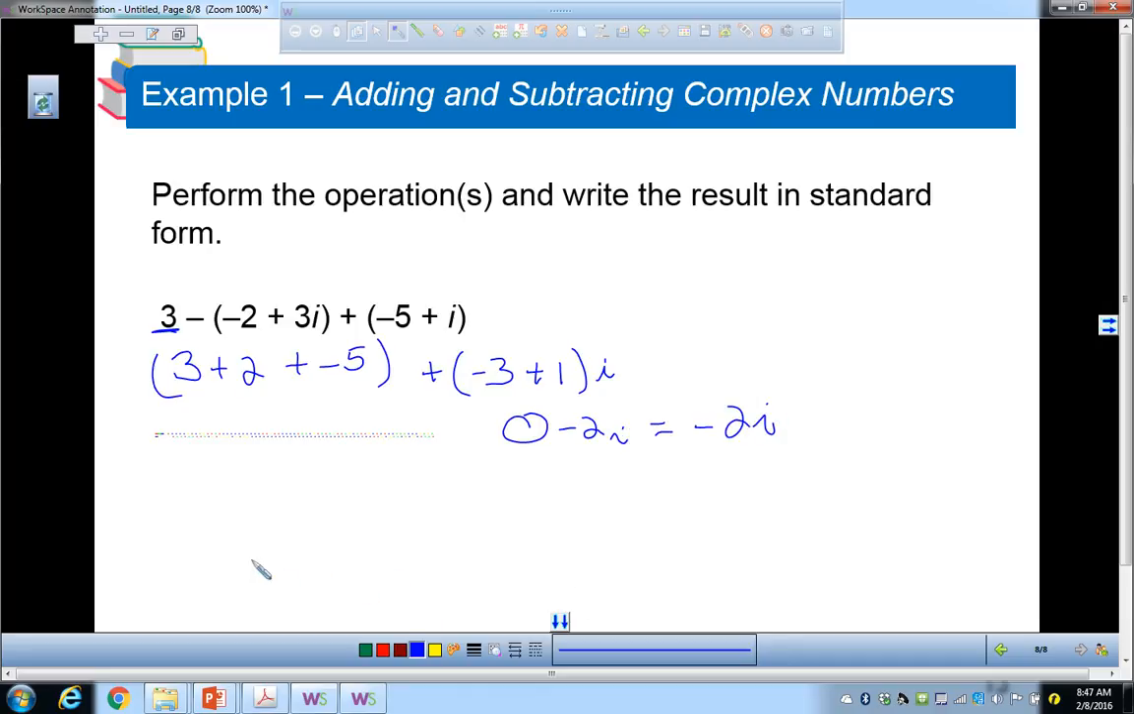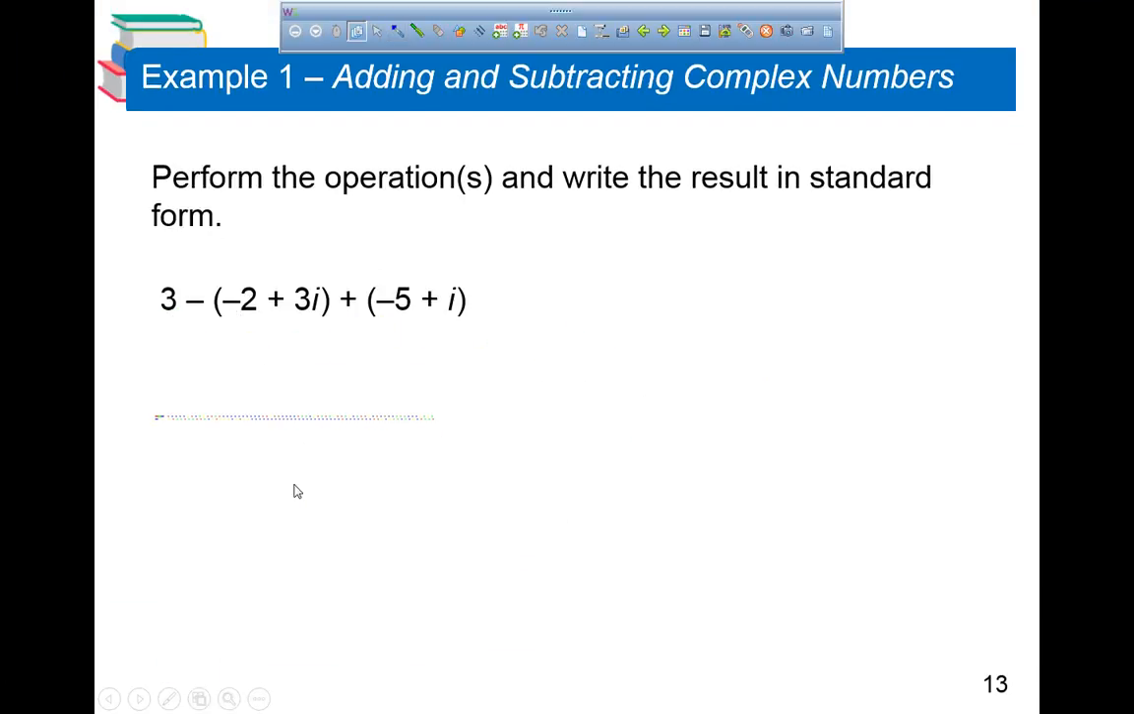Did I do that right? Did I do that right, Colton? I think I did. That's 5, and that's minus 5. I did it. Okay, let's see if they tell me if it's right.